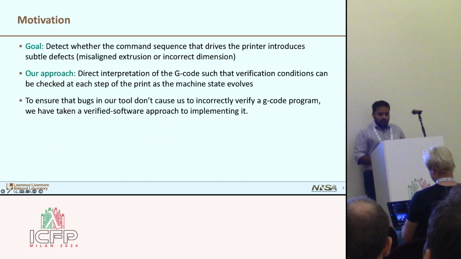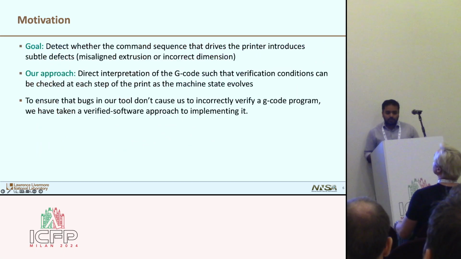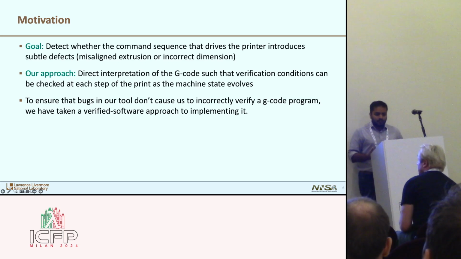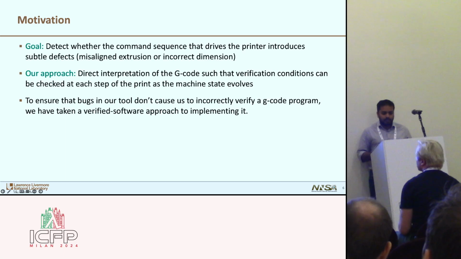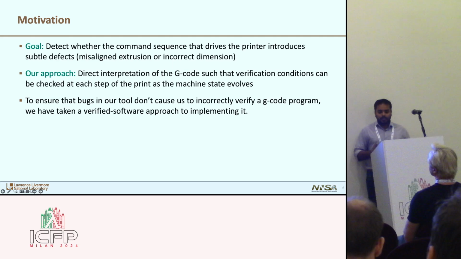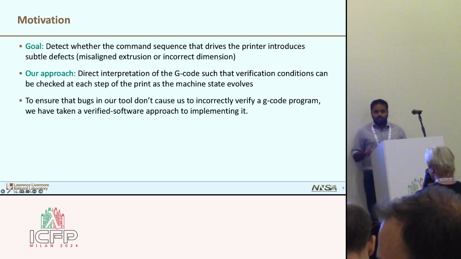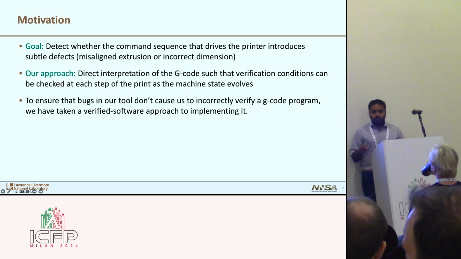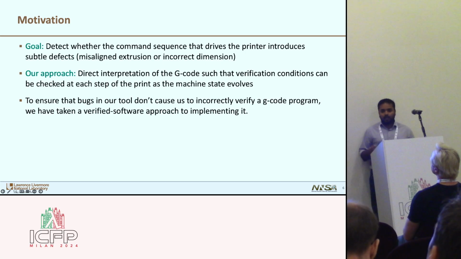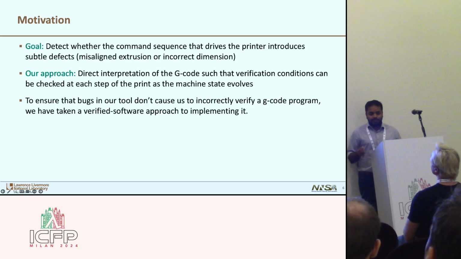So with this motivation in mind, the goal of our work is to detect whether the command sequence that drives the printer introduces subtle defects like misaligned extrusion or incorrect dimension. And the approach that we use to achieve this goal is to develop a direct interpretation of the G-code such that the verification conditions which enforce some domain-specific constraints in the printing cycle can be checked at each step of the print as the machine state evolves. So the operating word here is as the machine state evolves.